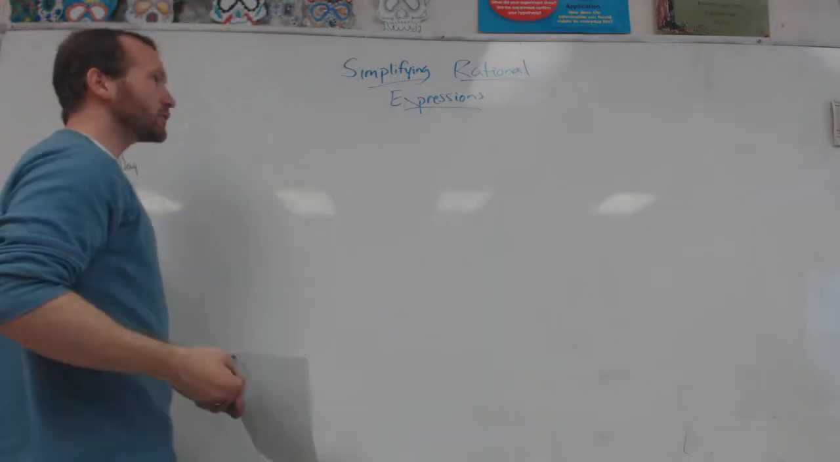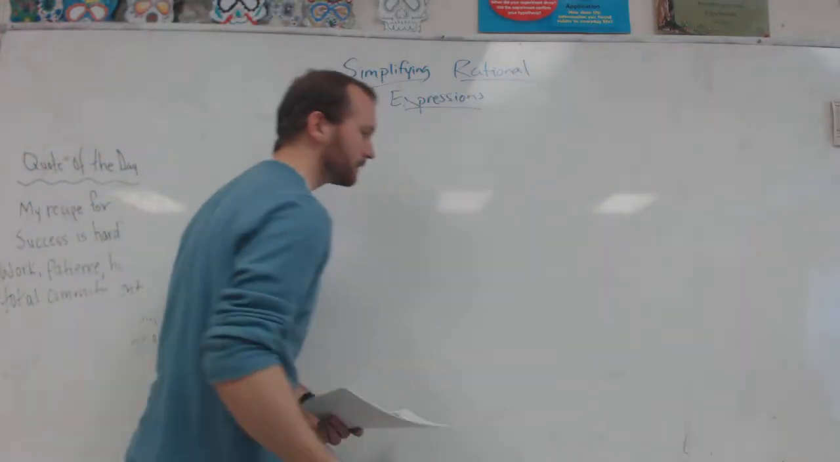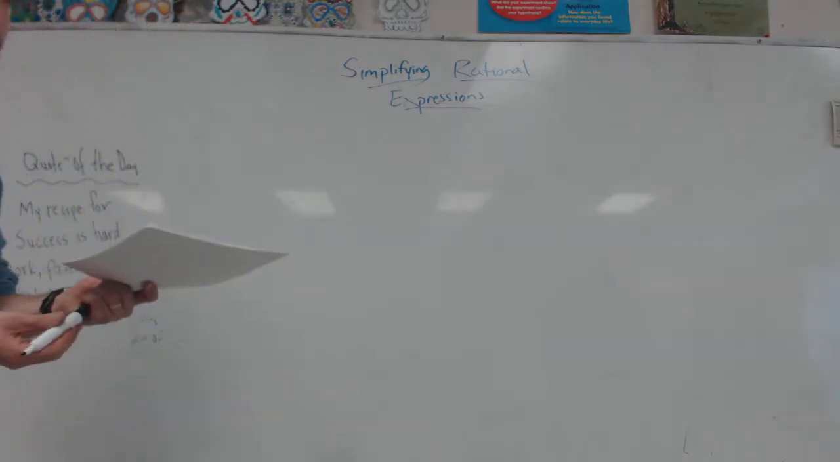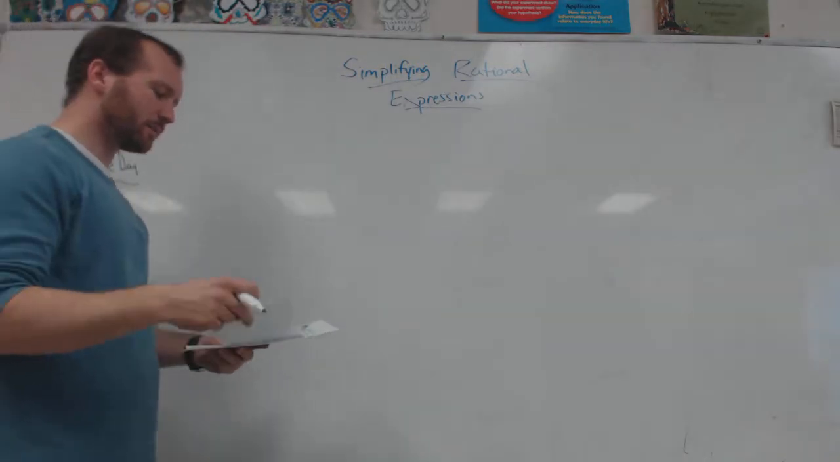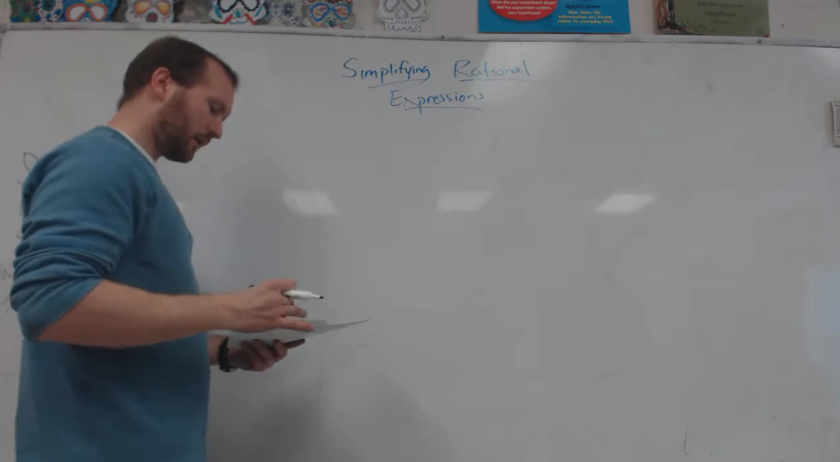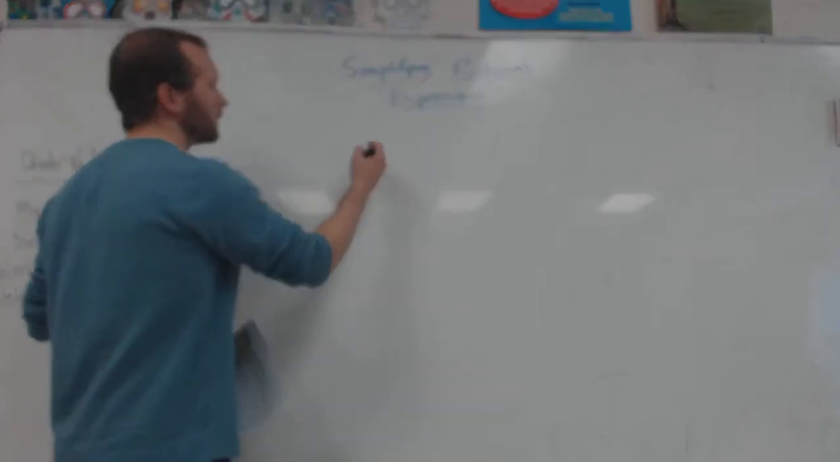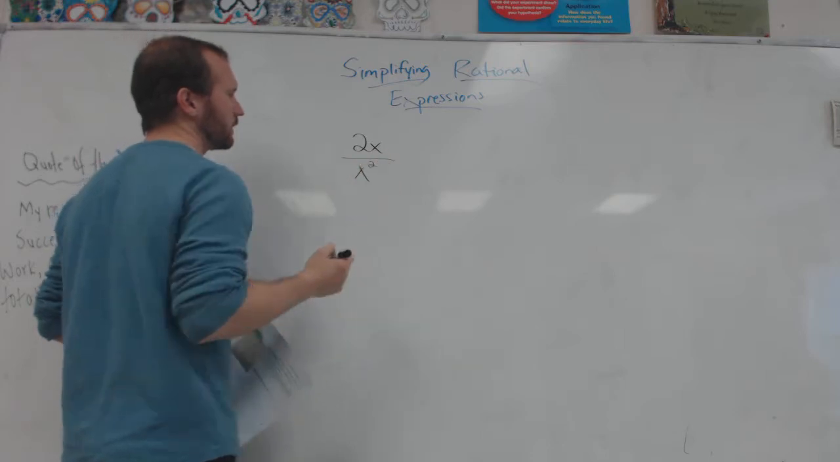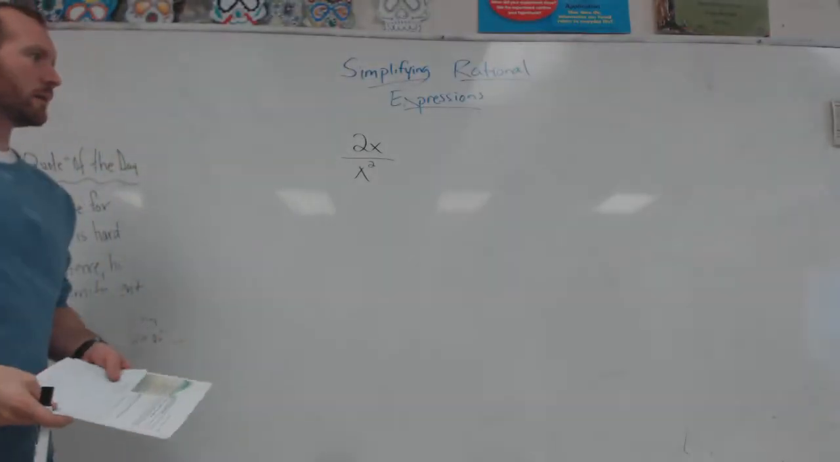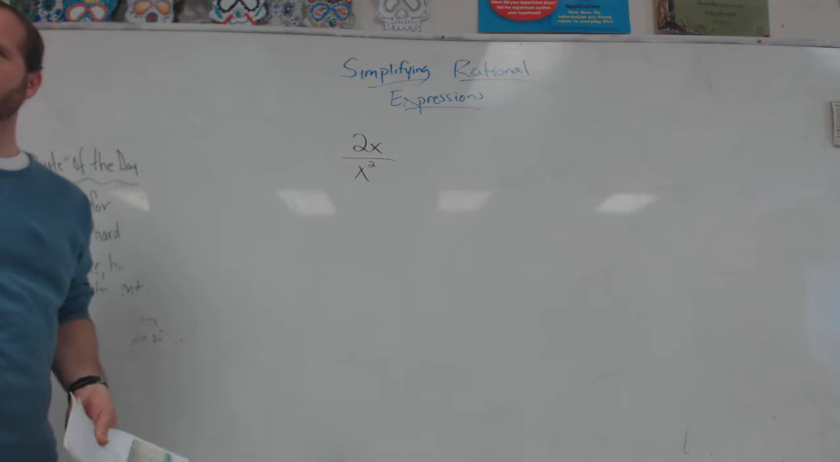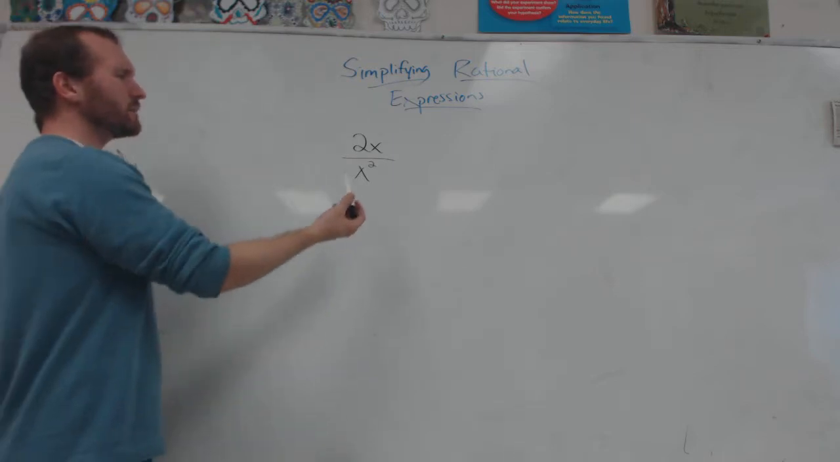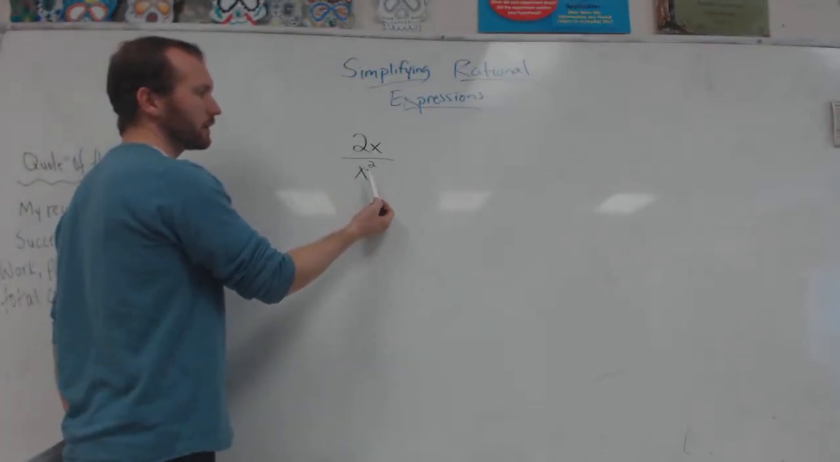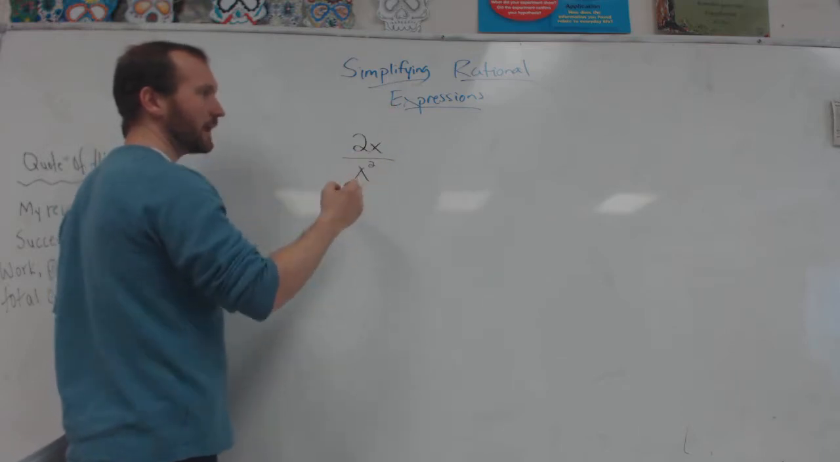Simplifying rational expressions. So I'm going to start with a very simple example. If I had something like this, 2x over x squared, I can simplify this because I have something in the numerator and denominator that can cancel.